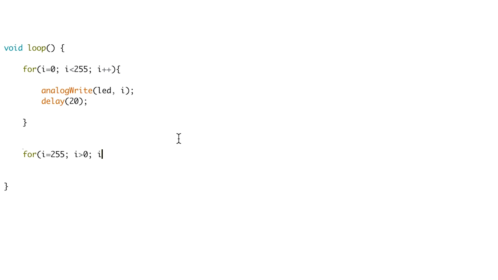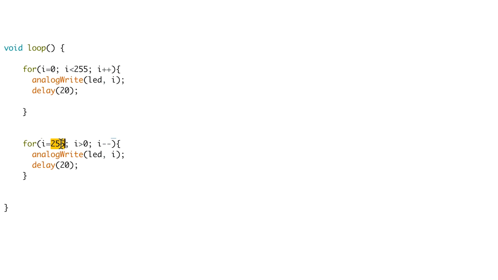Now we're going to say I, and instead of saying plus plus like we normally would, we're going to say minus minus. And then we're going to close our for loop and then do exactly the same as we did before. We're going to open our square brackets, we're going to do an analog write to the LED, and we're going to write the value of I, semicolon to end the line of code, and then we're going to delay 20 milliseconds. So we're going to run through this second for loop and see how it's working.